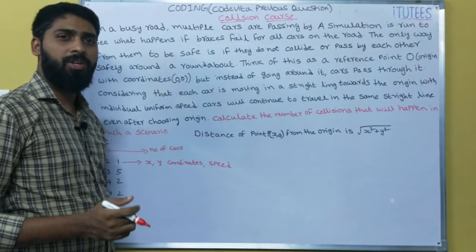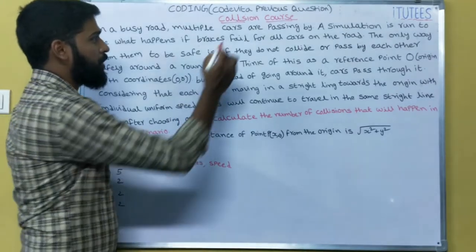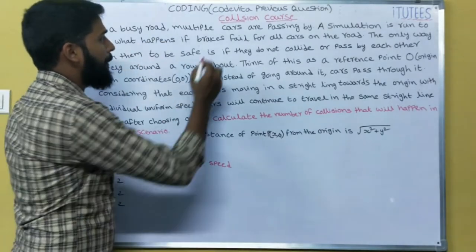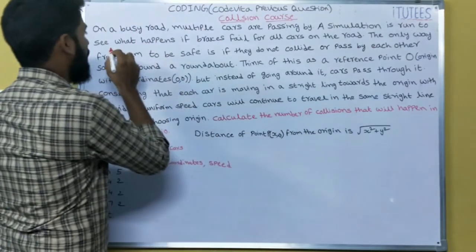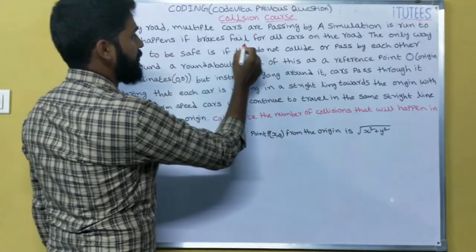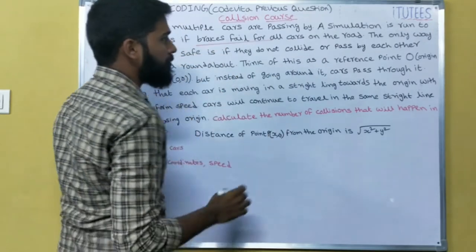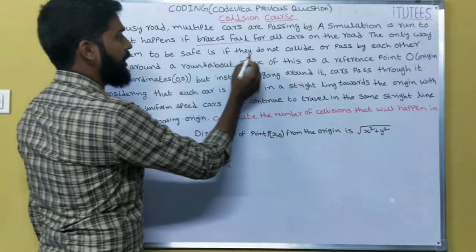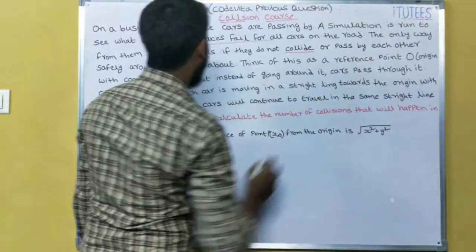In this class we are going to discuss one coding problem from a previous question. That is Collision Course. On a busy road, multiple cars are passing by. A simulation is run to see what happens if the brakes fail for all cars on the road. The only way for them to be safe is if they don't collide or pass by each other.